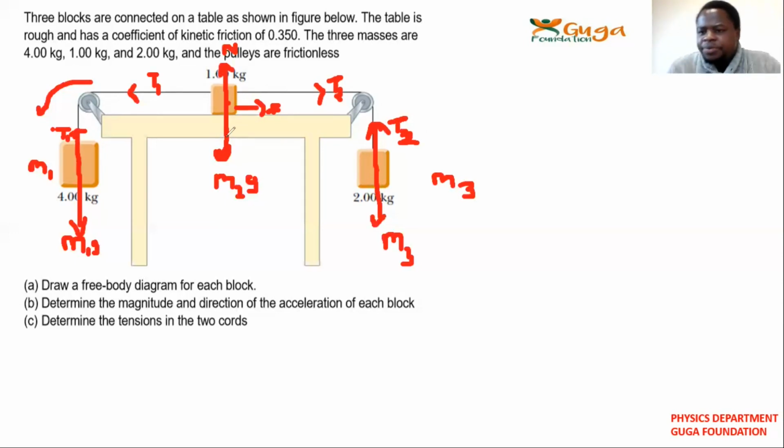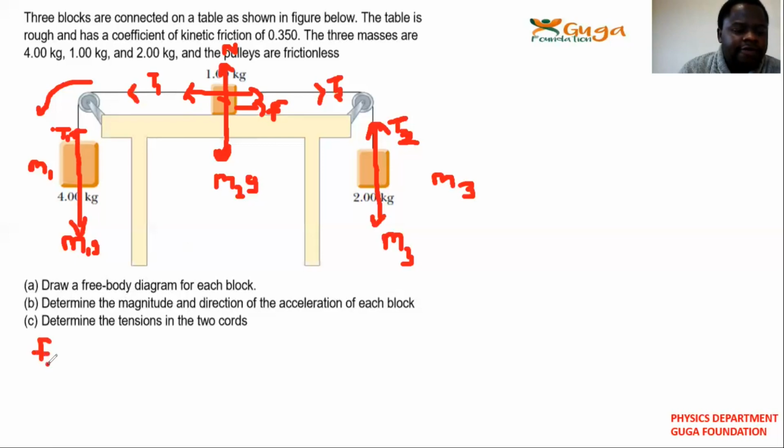Okay, and then you'll agree with me that the tension will be this side, which is T1, and also the tension will be this side, which is T2, going this direction. Now determine the magnitude and direction of the acceleration of each block. Don't forget that this one is a force. Now you can work with Newton's second law.